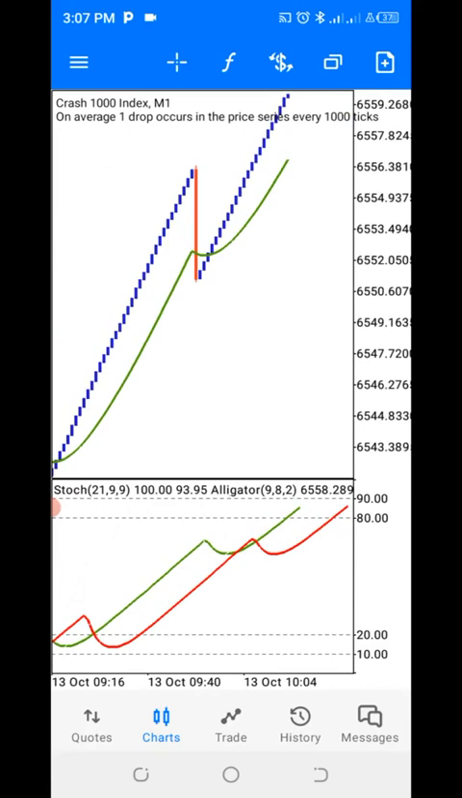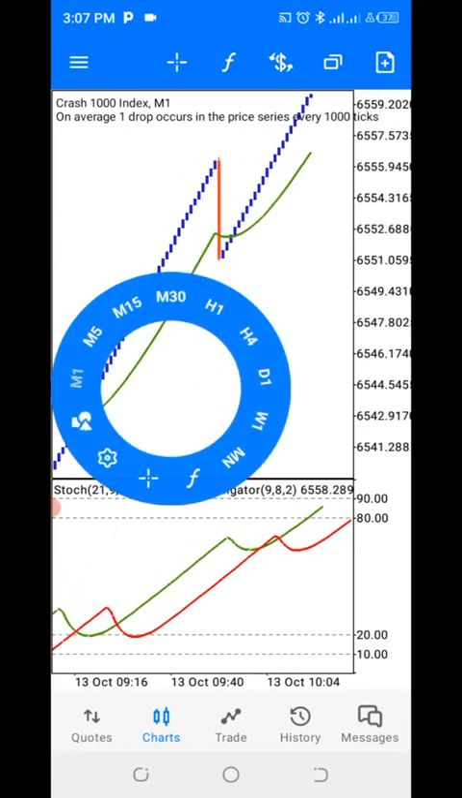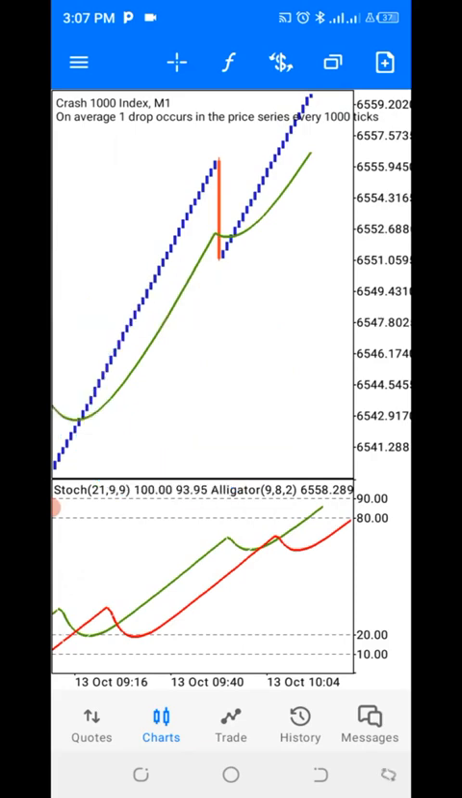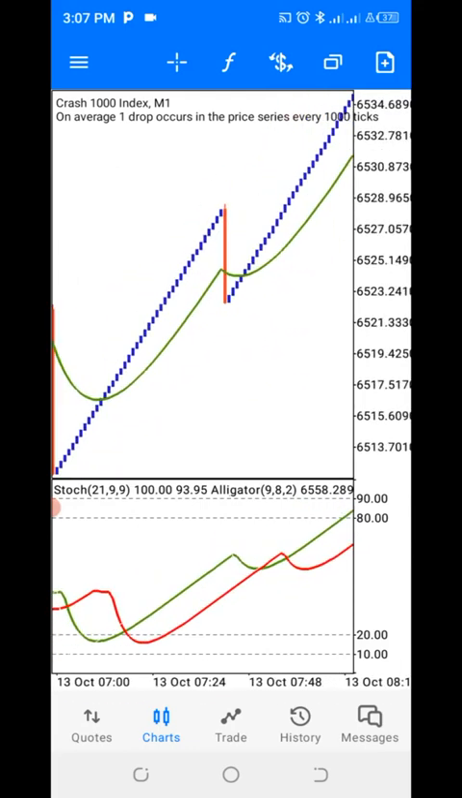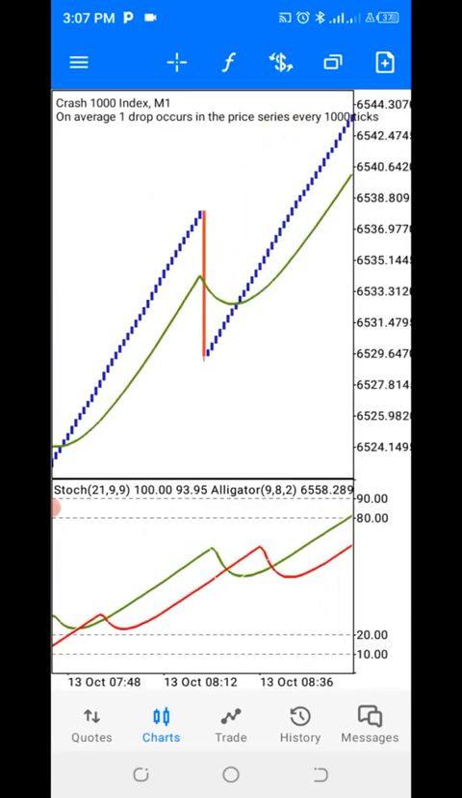We're going to be using 3 indicators for the strategy. Let me walk you through how the strategy works. We all know that for Crash 1000, when we talk about scalping, that means we're going to be buying Crash 1000 and selling Boom 1000.